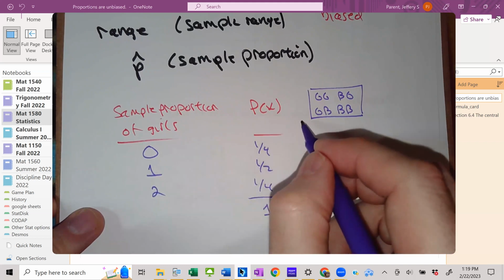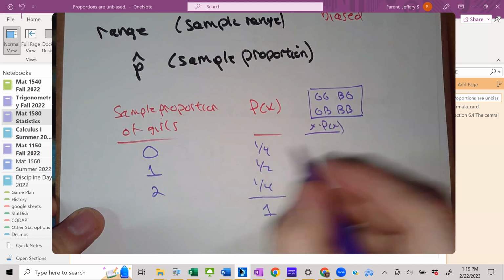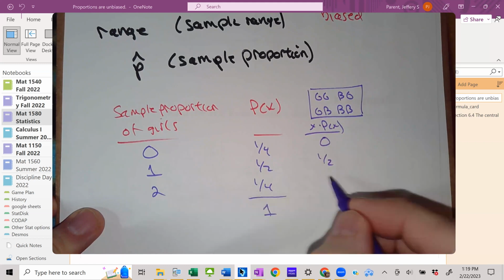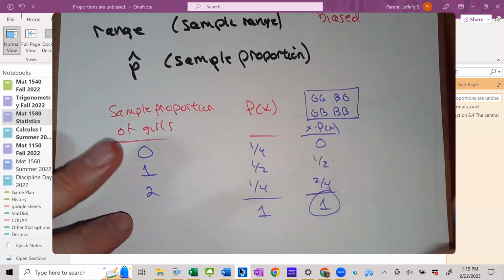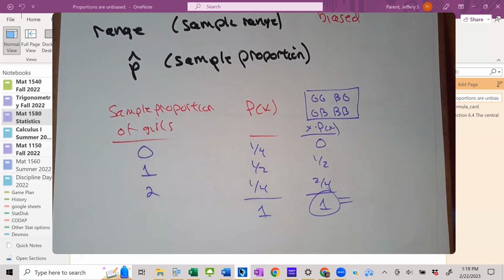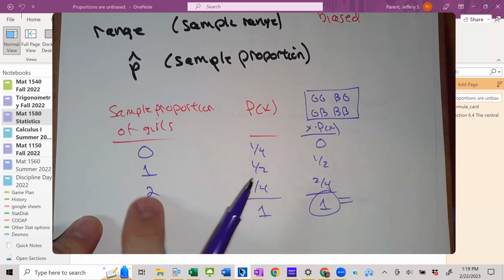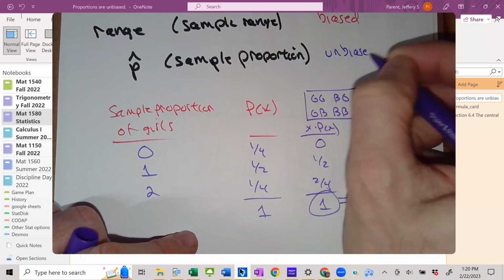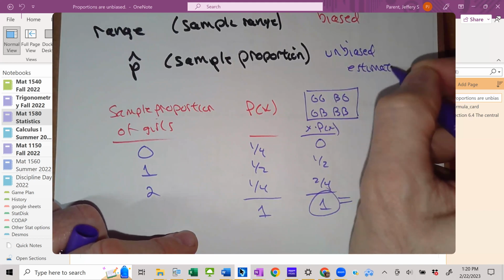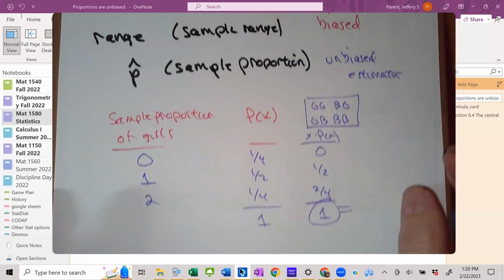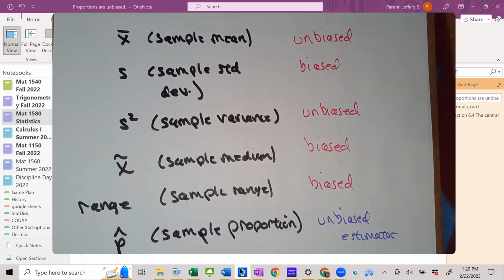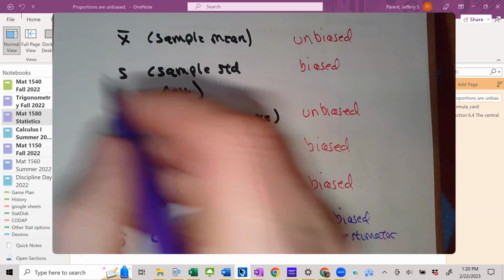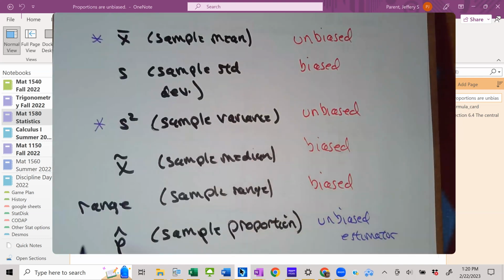If you do x times p of x and calculate the expected value, you get 0, 1/2, and 2/4, but 2/4 is really 1/2. So that's your expected value. It's also showing in its own way that the sample proportion is an unbiased estimator. So that kind of completes your chart here for you. A very simple 3-point question I could ask you is, which of the following are biased and unbiased estimators? And your unbiased estimators are going to include your sample mean, your sample variance, and your sample proportion, I should say. It's estimating the population proportion.